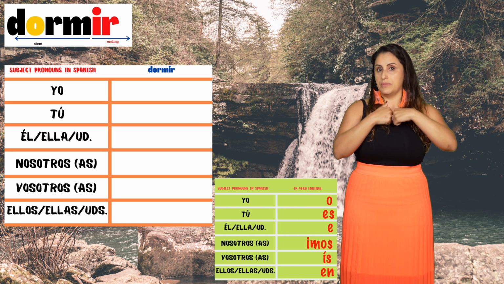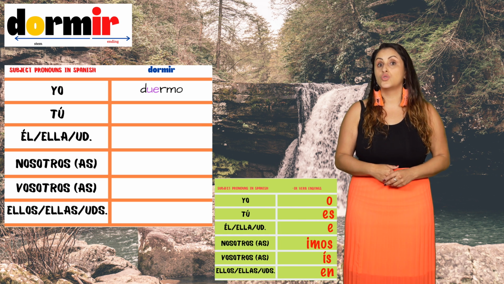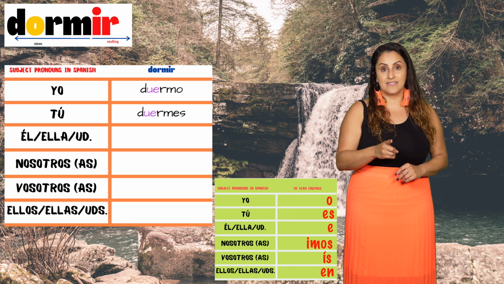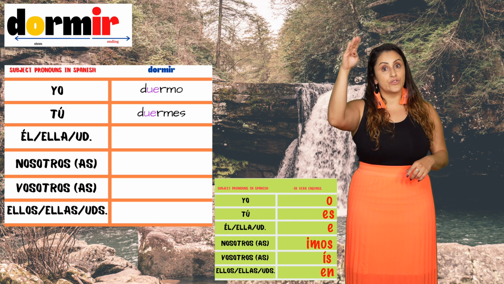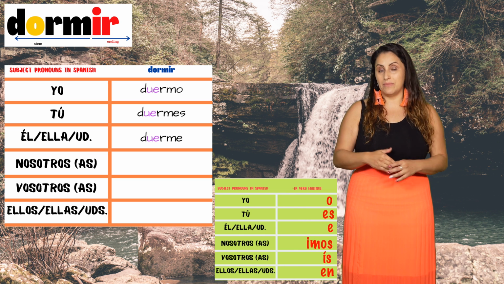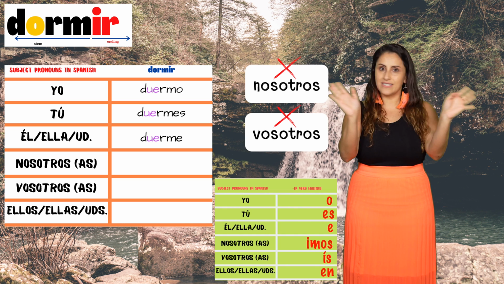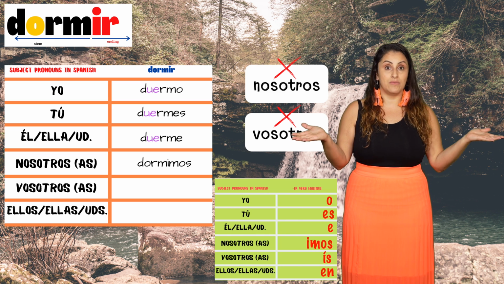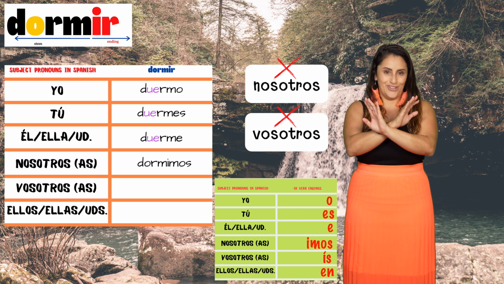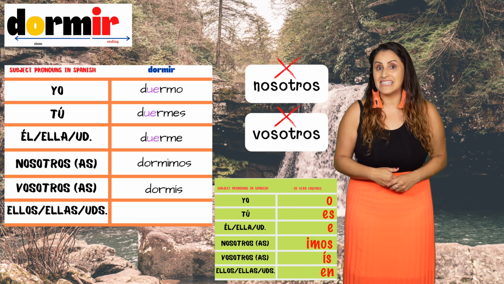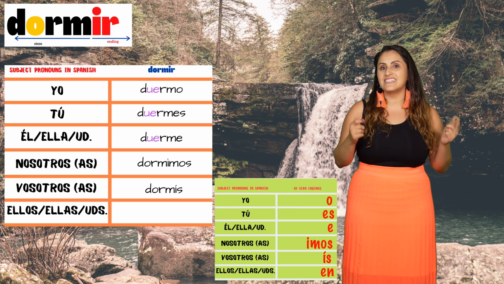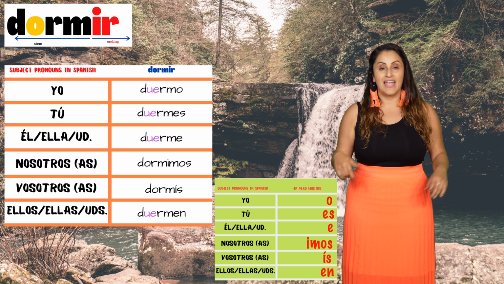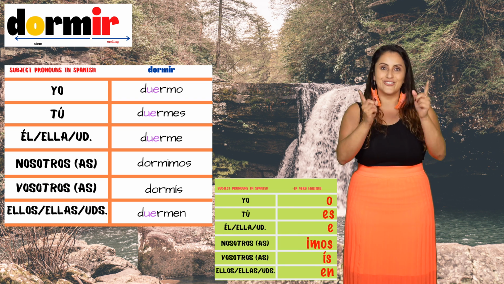So I sleep. Yo duermo. Tú duermes. Él, ella, and usted duerme. Nosotros, no stem change. Nosotros dormimos. Vosotros, no stem change either. Vosotros dormís. And ellos, ellas, and ustedes, definitely remember to stem change, duermen. Ellos duermen, ellas duermen, ustedes duermen.